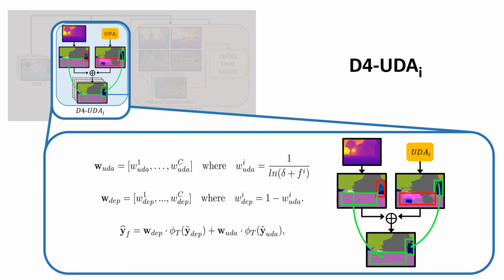After that, we merge the predictions from our Semantics from Depth and from any UDA method of choice, with weights computed according to the frequency of classes at the pixel level in the source domain.